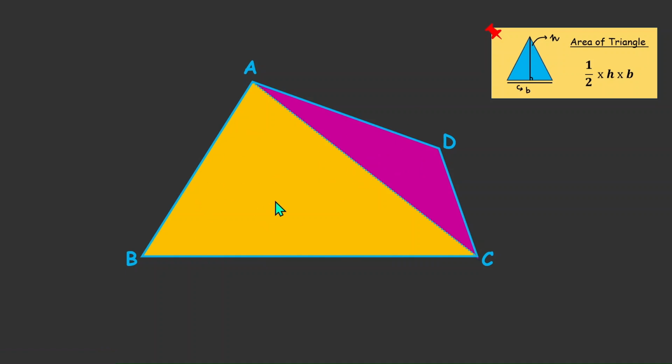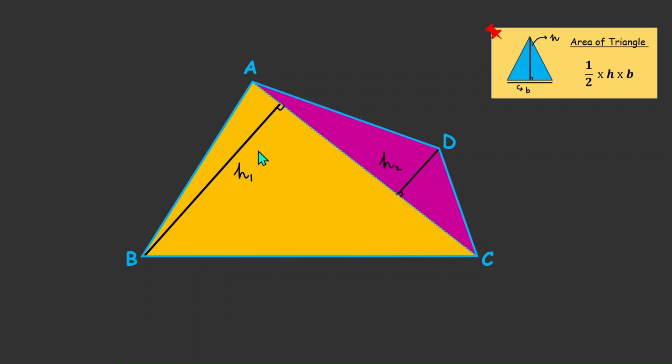So let's see about this triangle. First we need height. So we need a perpendicular from the vertex B. And let's take the diagonal AC as base. Then the perpendicular drop from B would be here. And this is the height. And this would be the base. Let's call it H1. Similarly, the perpendicular from D on the base AC would be this. This is the height of the pink triangle. So this is, let's say, H2.